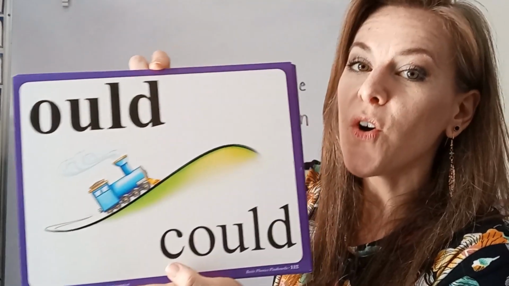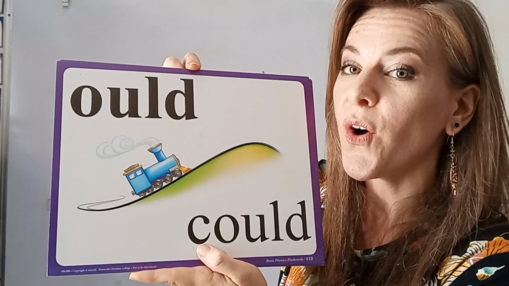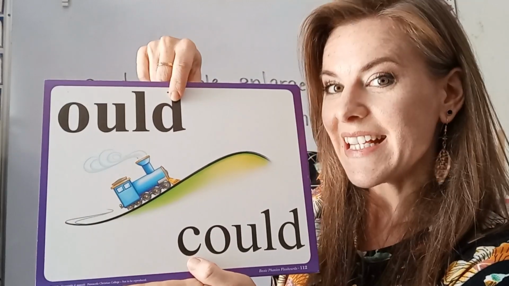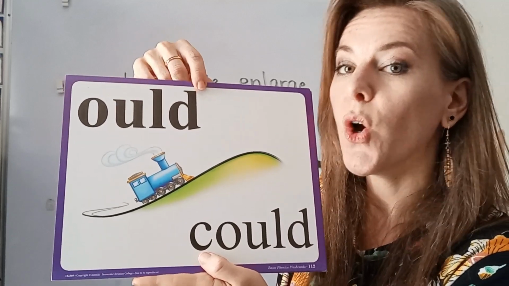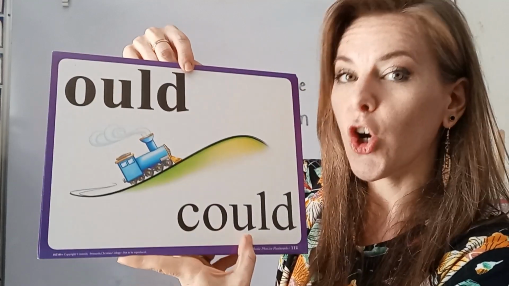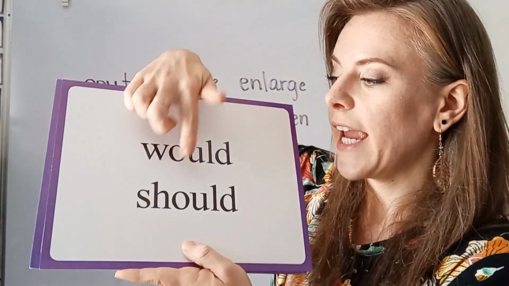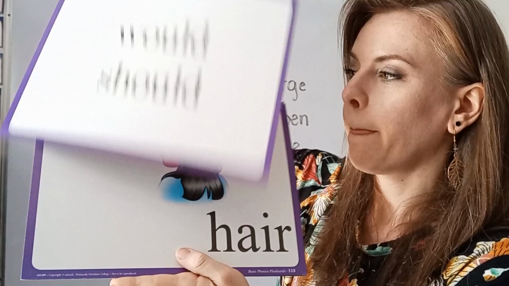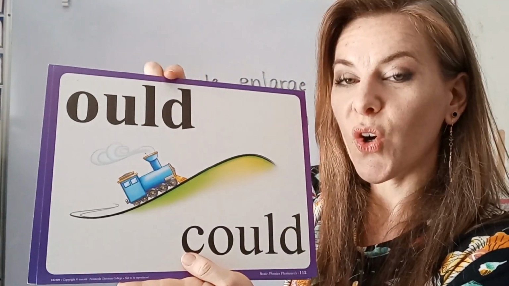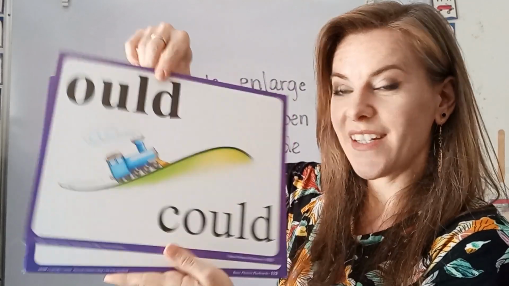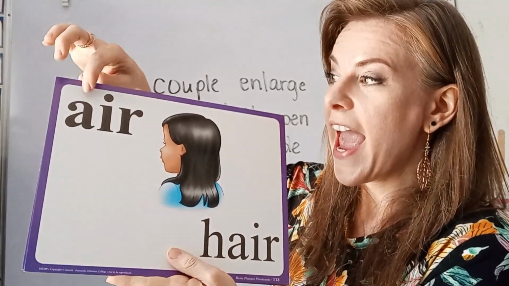Then we have the ood in could. The ood in could. It sounds like the oo in book with a D sound. Ood. OULD says ood in could. And we have would and should. OULD says ood in could.